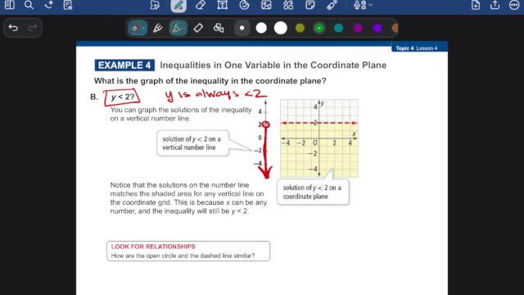Okay, so here's our boundary now. Here's our boundary at 2, and since we have an open circle at 2, we have to have an open line or a dotted line, right? It's not a solid or filled in line. So dotted line at 2, because it cannot equal 2, but everything less than would be below that line.